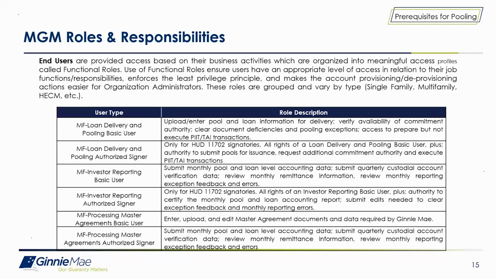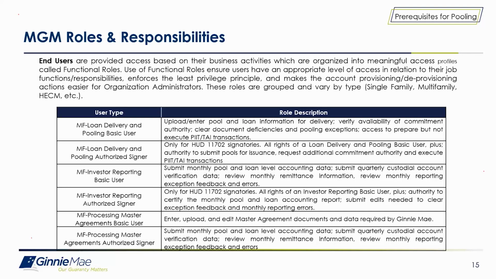And this is just a breakdown. If you're an org admin, you might be familiar with some of these. These are some of the roles you might have to give to some of your users. We have MF loan delivery and pooling basic user. We have a basic user and we have an authorized signer, and there's a difference. If you're just a basic user, that means you are not on the 11702, so most likely you're not going to do any submission. If you're an authorized signer, that means you're on the 11702.